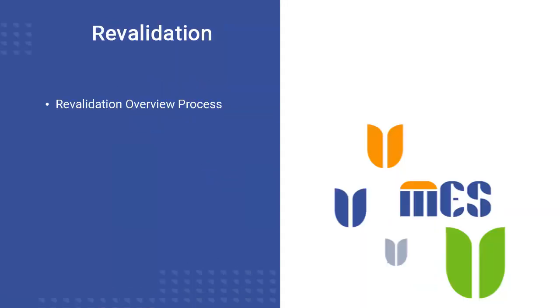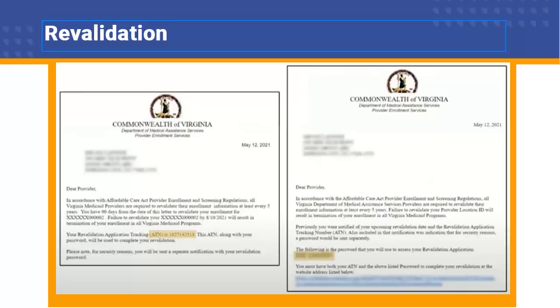The last section we want to cover is revalidation. We're going to briefly touch on the revalidation overview process. In accordance with the ACA provider enrollment and screening regulations, all Virginia Medicaid providers are required to revalidate their enrollment information at least every 5 years. You must review the information in the revalidation application to ensure the information is still accurate. Update all necessary sections and submit the revalidation before your program expires.